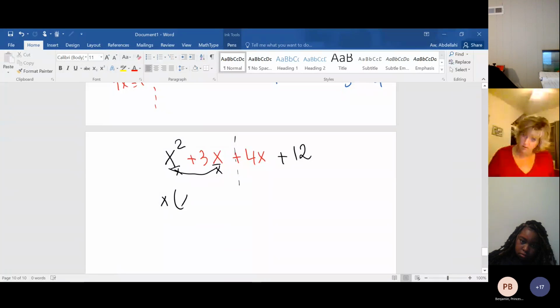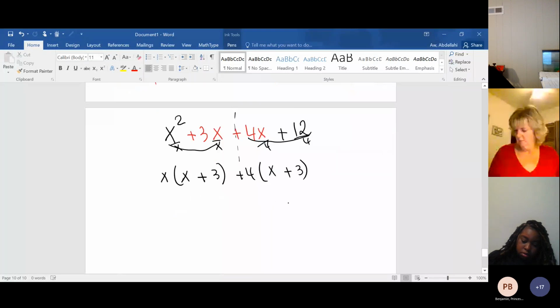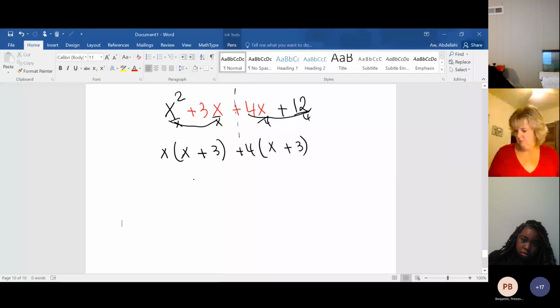X squared divided by x is x, right? Plus how much? 3x divided by x is 3. So it is x times x plus 3. And here are these two. What is the GCF of these two? 4. And then we divide by 4. How much do we get? X plus 3. Now, what do you see in common? X plus 3 and x plus 4.